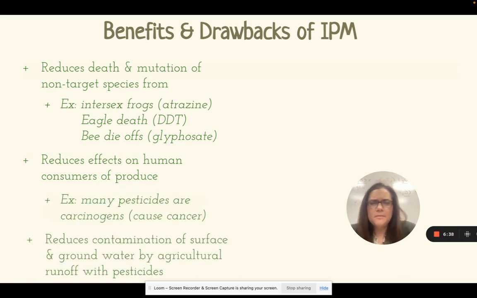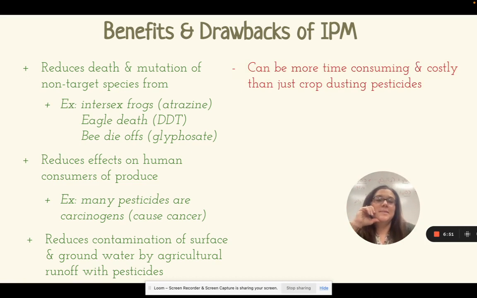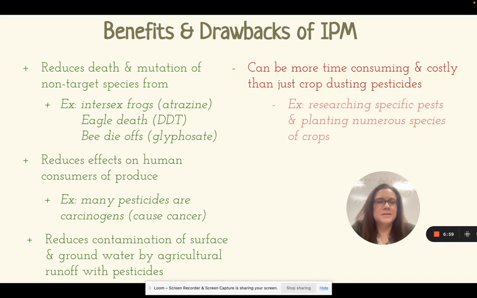The other thing it does is it reduces the contamination of surface and groundwater by runoff, right? Again, if we're using fewer chemicals, there's less runoff. And again, I'm not saying we're not using any, we're just using fewer. Some of the drawbacks are that it definitely can be more time consuming, and it can be more costly than just a quick spray, right? So it's more of a time commitment. You've got to research, you've got to plant specific things, and you kind of have to wait and let nature take its course.